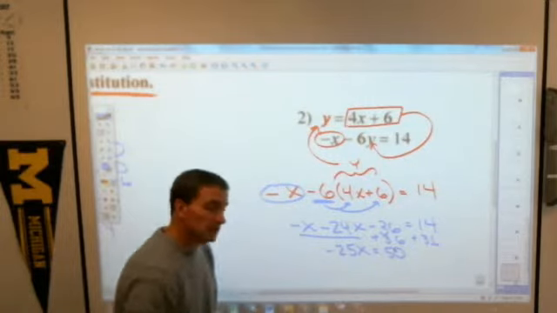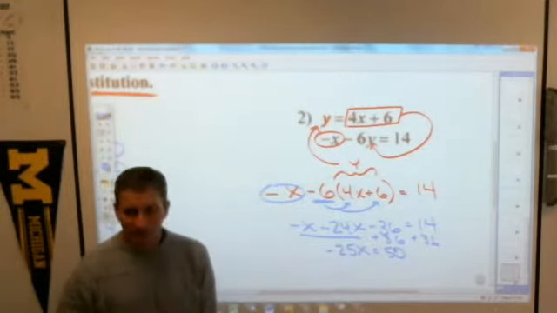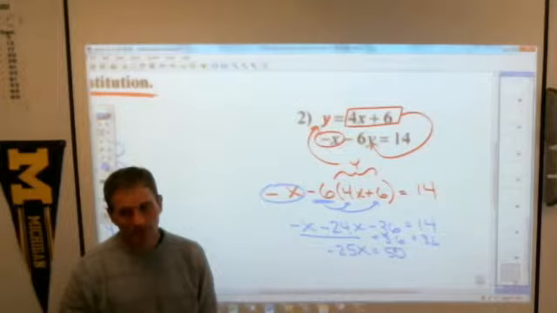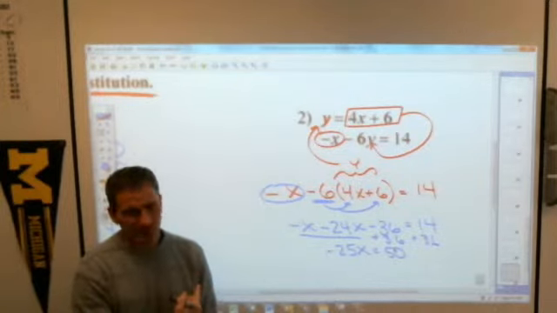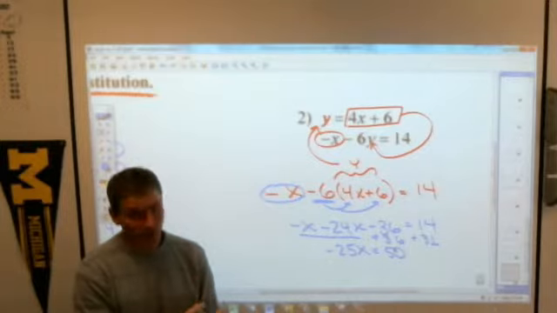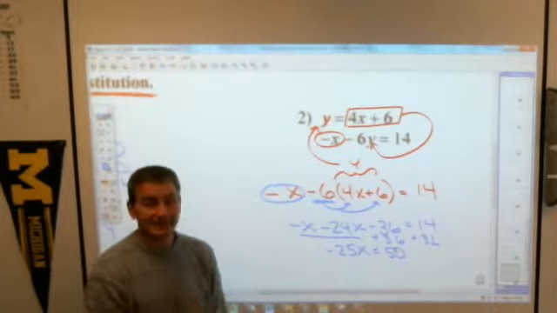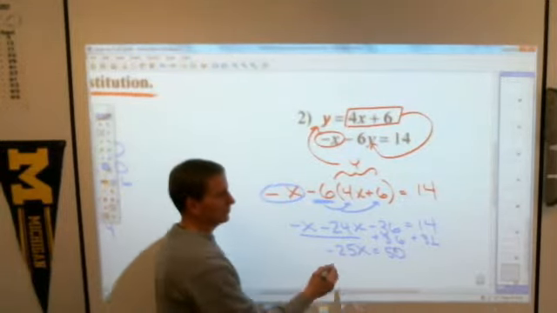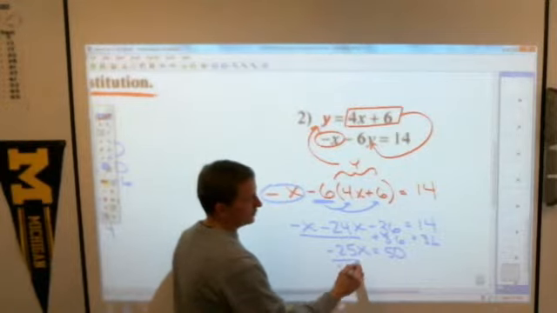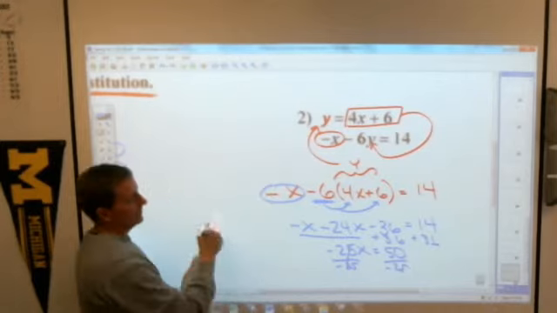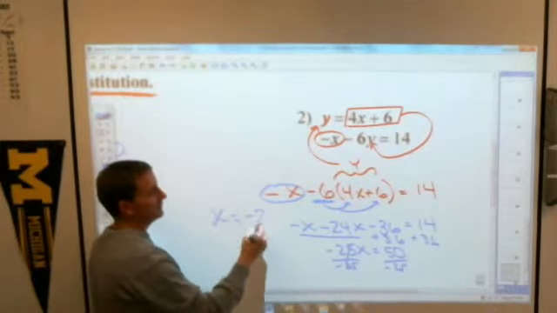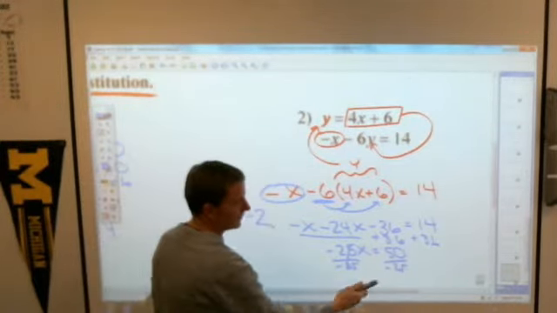Now, children, please understand this. While not every problem works out, almost all of them for your homework will. So if you get something in the end that gives you some kind of goofy fraction, you probably did something wrong. This one works out, so I think we're in good shape. Divide by negative 25, divide by negative 25. So x equals negative 2. 50 divided by negative 25.